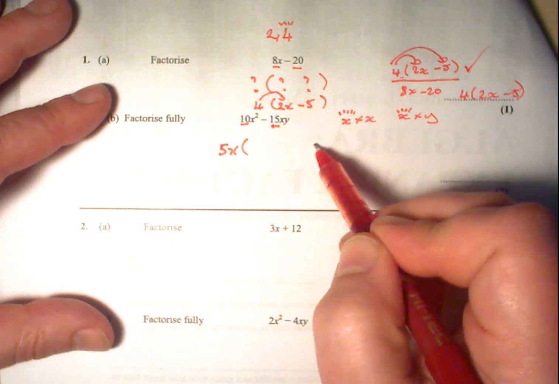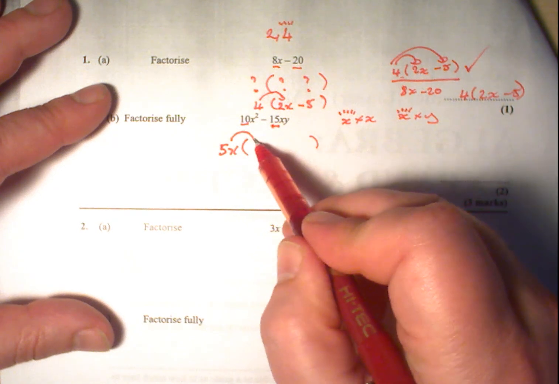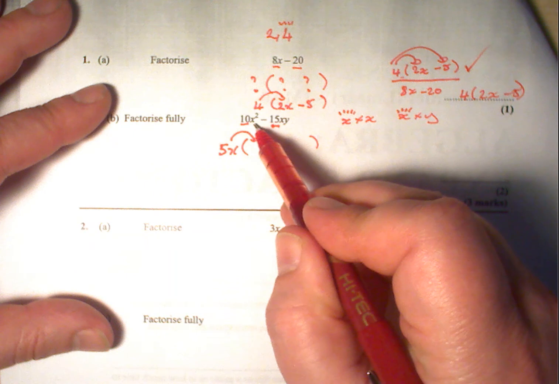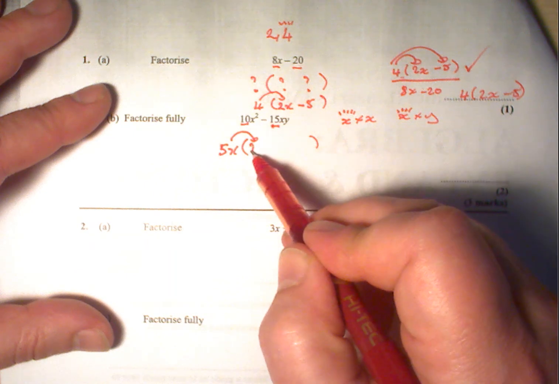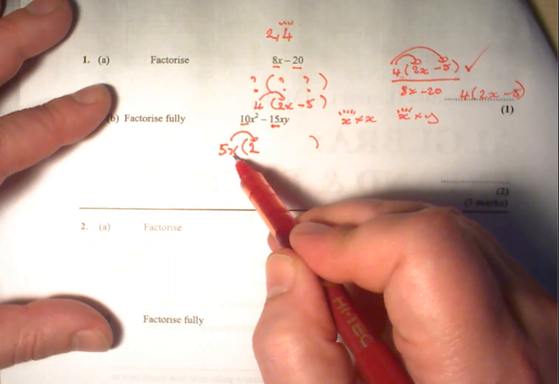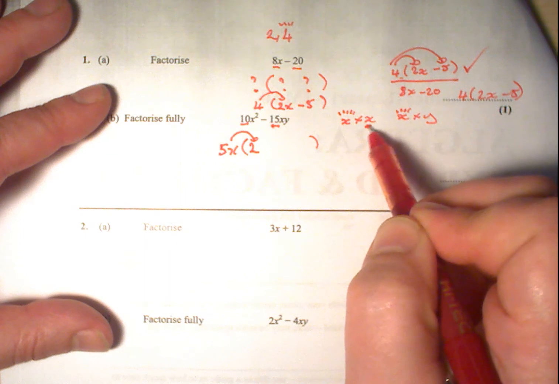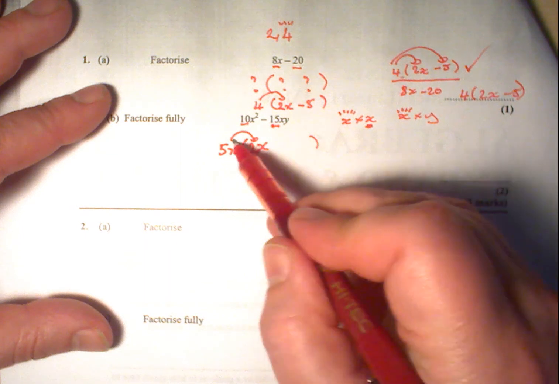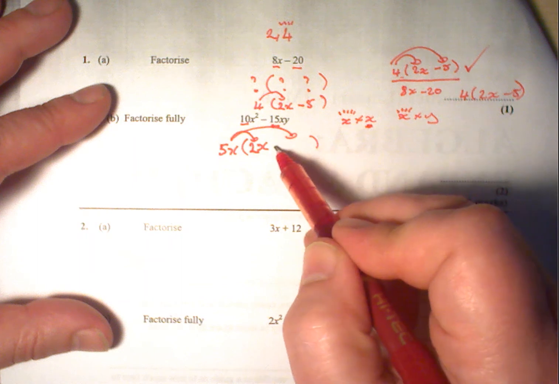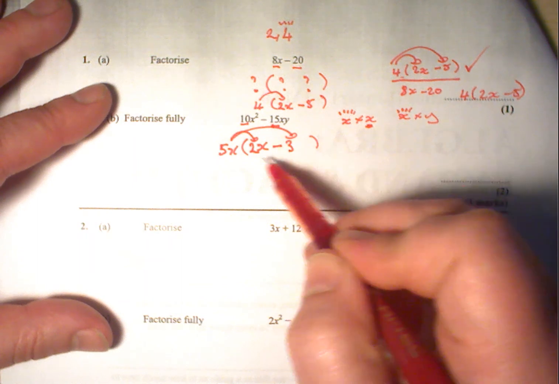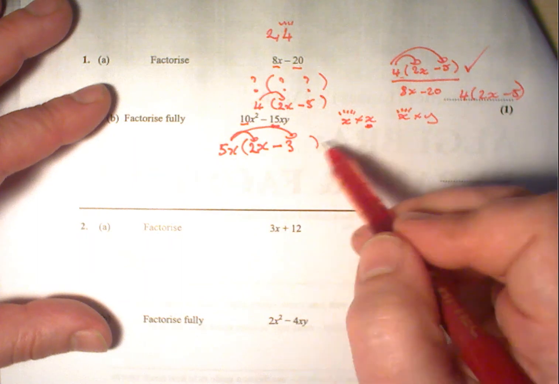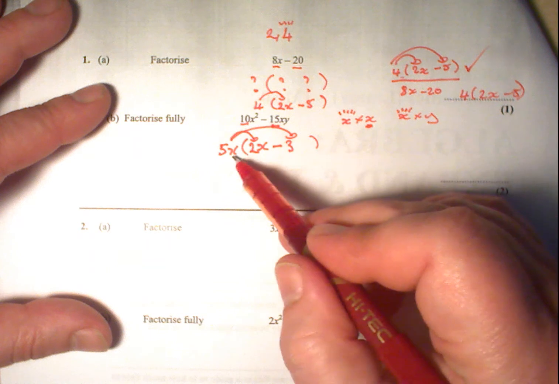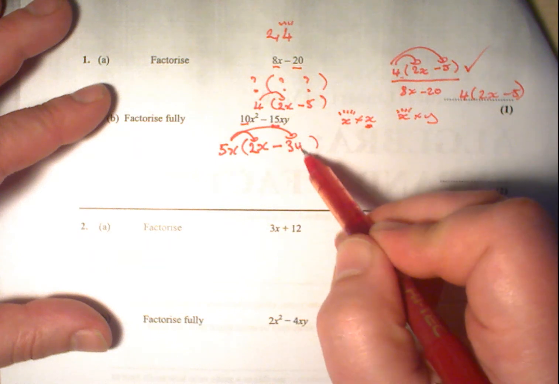So now I need to ask myself, what multiplies with 5x to give me 10x squared? Well, I've got to have the 2 to create the 10. And to create x squared, I'm going to need this other x. What multiplies with 5x to give me minus 15? Well, I'm going to need minus 3 in terms of the number. And what multiplies with x to give you xy? Well, it must be y.